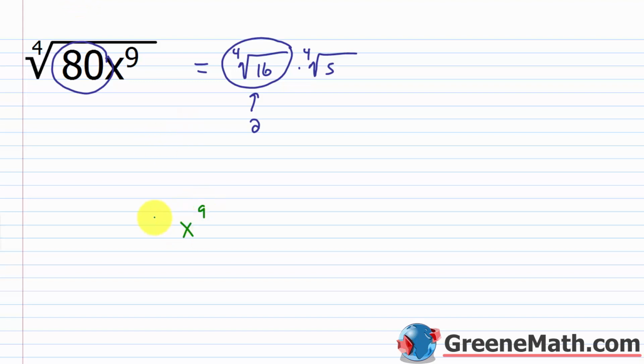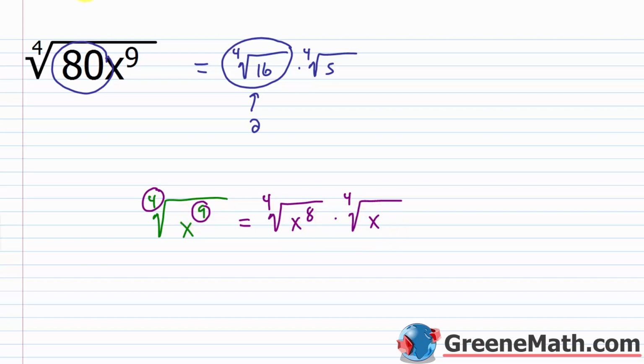So x to the 9th power, if I have the 4th root of that, first question, can I simplify? The 9 is larger than the 4, so the answer is yes. Now, if I want to do this, think about the next exponent going down that's divisible by 4. 9 is not divisible by 4, but 1 down, 8 would be. So I'm going to rewrite this as the 4th root of x to the 8th power times the 4th root of x, right? x to the 8th times x is x to the 9th, so this is completely legal.